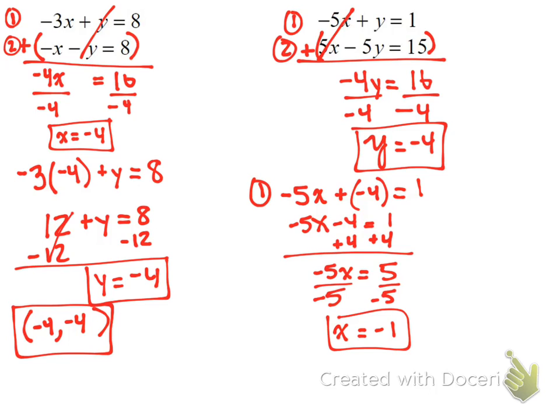Almost done. We have both the variables. We put our final answer as an ordered pair. We put the x value first, negative 1. Second value is negative 4. And we are done. Okay? That's your ordered pair. That's the big idea. That's where they both cross. Okay? Make sense? Any questions?